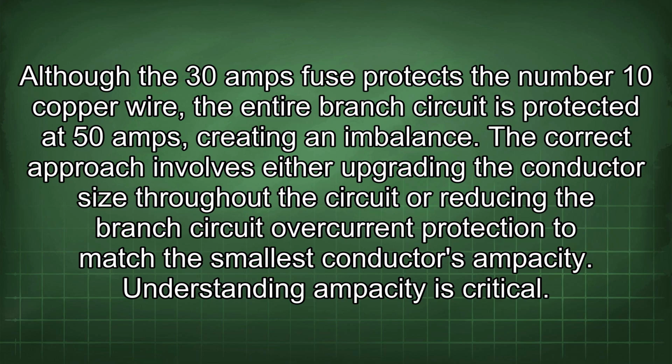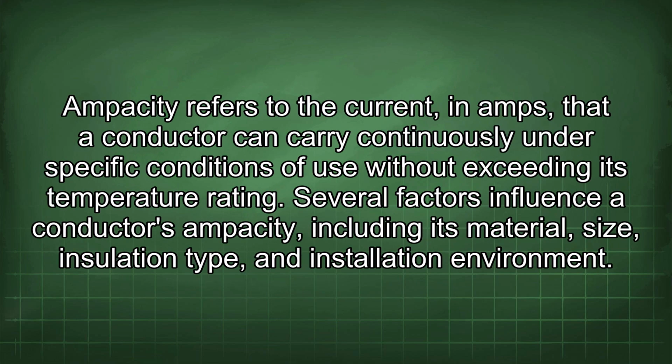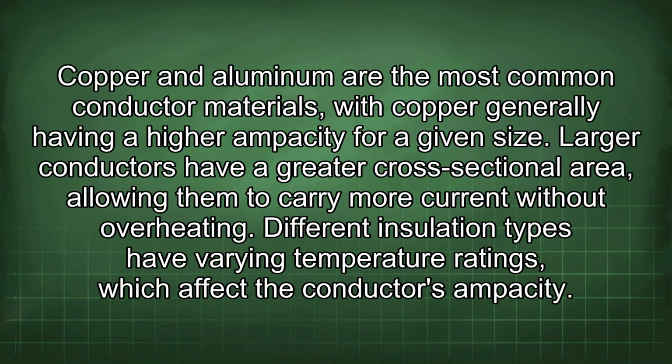Understanding ampacity is critical. Ampacity refers to the current, in amps, that a conductor can carry continuously under specific conditions of use without exceeding its temperature rating. Several factors influence a conductor's ampacity, including its material, size, insulation type, and installation environment. Copper and aluminum are the most common conductor materials, with copper generally having a higher ampacity for a given size. Larger conductors have a greater cross-sectional area, allowing them to carry more current without overheating.